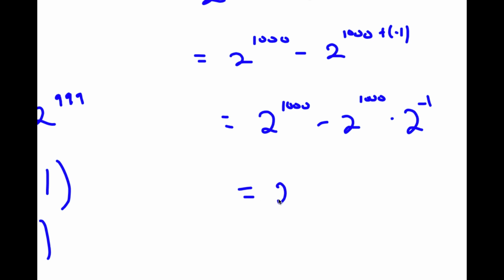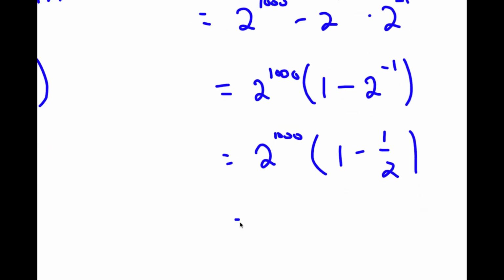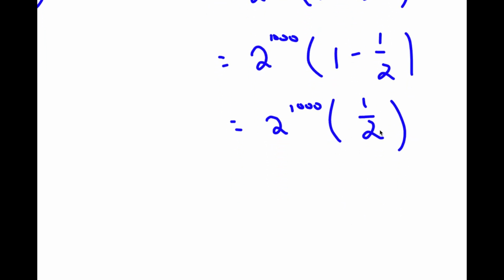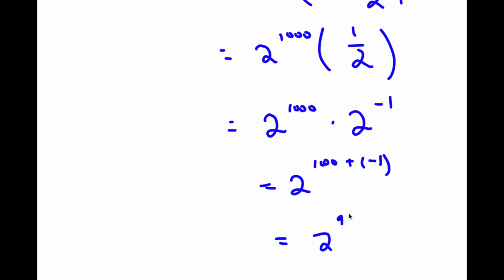Now if I factor out 2 to the power of 1,000, I get 2 to the power of 1,000 times 1 minus 2 to the power of negative 1. This is equal to 2 to the power of 1,000 times 1 minus 1/2, which is equal to 1/2. So I have 2 to the power of 1,000 times 1/2, which is the same thing as 2 to the power of negative 1. So now I have 2 to the power of 1,000 times 2 to the power of negative 1, which is equal to 2 to the power of 1000 plus negative 1, which is equal to 2 to the power of 999.